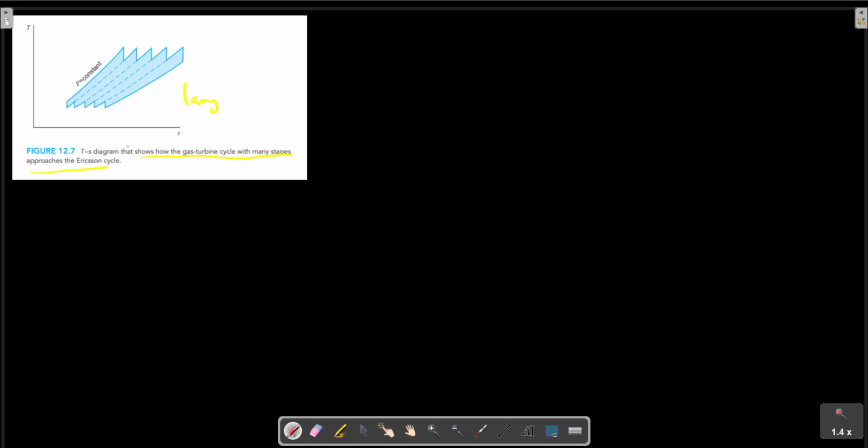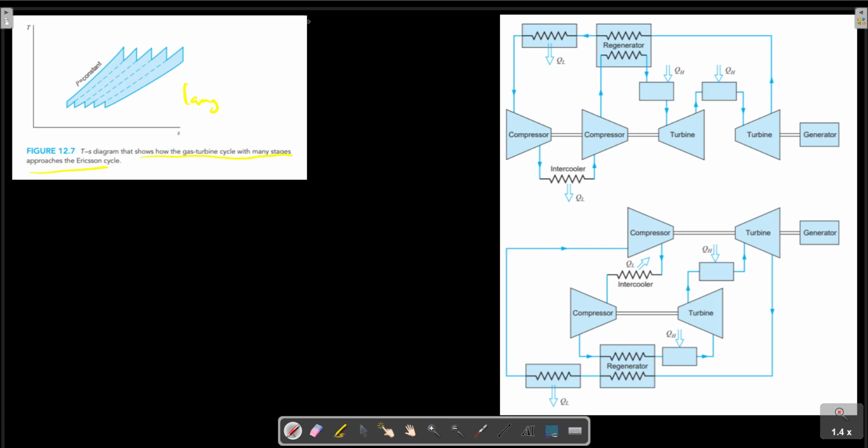The turbine and compressor using this cycle can be utilized in a variety of ways. Two possible arrangements are shown in the picture here: an open cycle arrangement and a closed cycle arrangement of the Ericsson cycle.